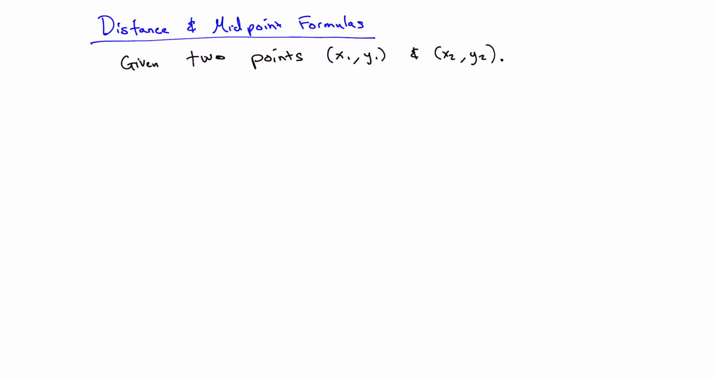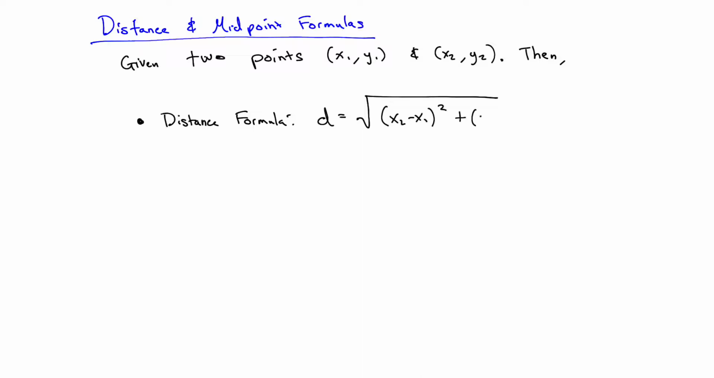Then, that's a terrible then, sorry. Then, we have 2 formulas. The distance formula, which is going to be d. We usually use lowercase d, but you can use a capital D, whatever you want to do. Let your channel your inner Bob Ross. But the distance is going to be the square root of x sub 2 minus x sub 1 squared plus y sub 2 minus y sub 1 squared. That is the distance formula.